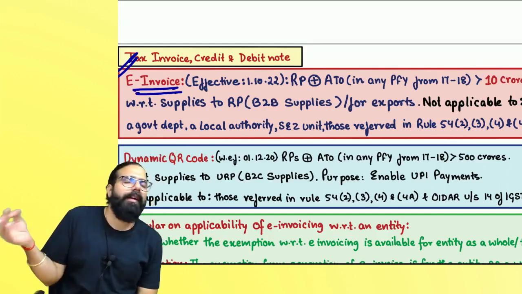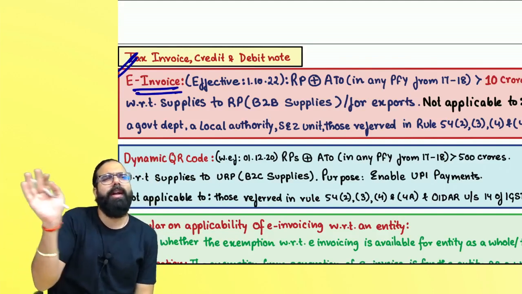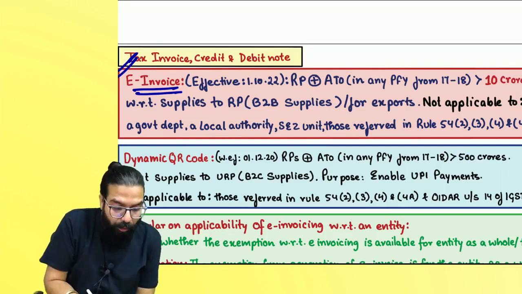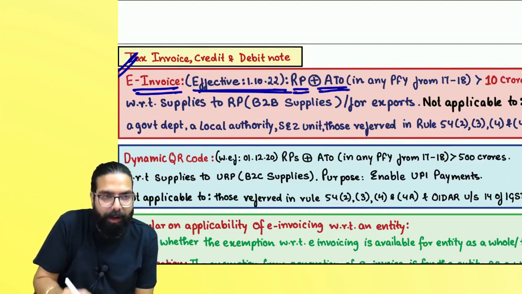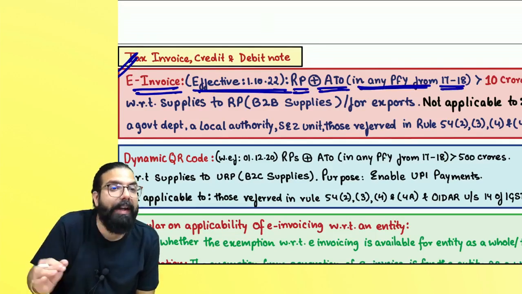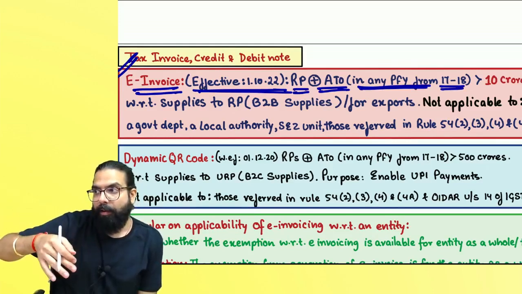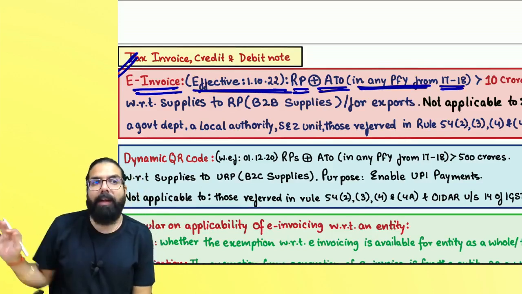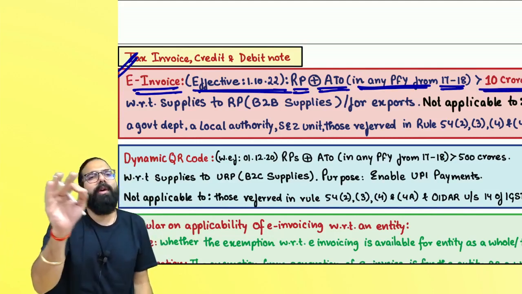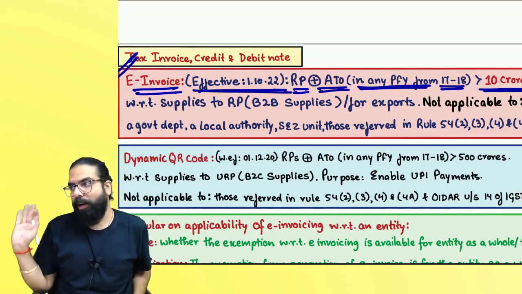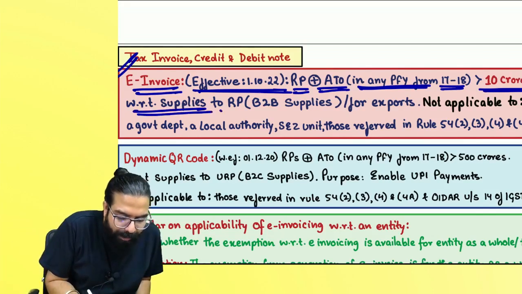Actually, e-invoicing had come in 2020 only. Earlier the limit was 500 crore, then the government reduced it to 100 crore, then 50 crore, then 10 crore. So effective from 1st of October 2022, a registered person with aggregate turnover in any preceding financial year from 17-18, 18-19, 19-20, 20-21, 21-22, 22-23, and now it is 2024, if your turnover is more than 10 crore, invoicing provisions are applicable on you. You have to go to the invoicing portal, register your invoice and generate one invoice reference number. And it says with respect to which supplies you will do: B2B supplies.